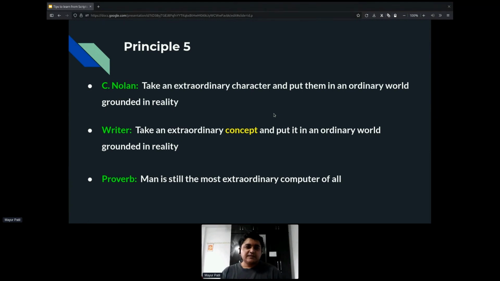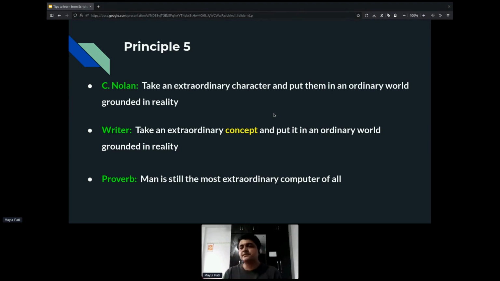The other principle is: take an extraordinary character and put them in an ordinary world grounded in reality. For the writer, it is: take an extraordinary concept and put it in an ordinary world grounded in reality. Who loves reading complex documentation every time and then turning to Google for simple phrases and acronyms? I believe no one, right? Everyone loves to find the relevant information at their fingertips and in the first click. Breaking the complex concept into simple ones makes your docs worth the time, for both writers to write and customers to read.